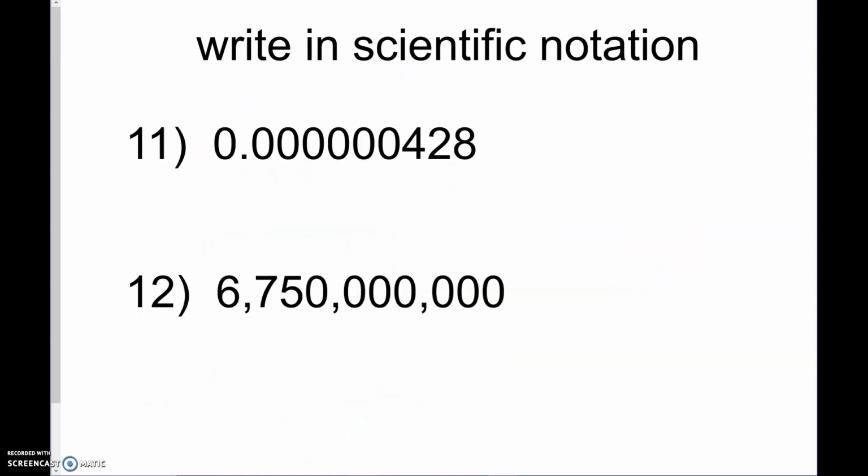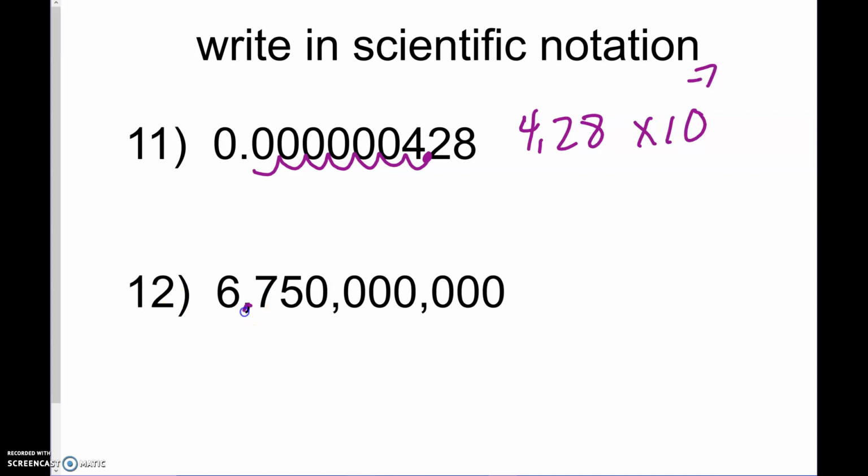All right, scientific notation. So put that decimal in, 4.28 times 10. Now how many places did I move it? 1, 2, 3, 4, 5, 6, 7. So I moved it 7 places. Is that a really big or a really small number? And because it's small, we're going to put in the negative sign.